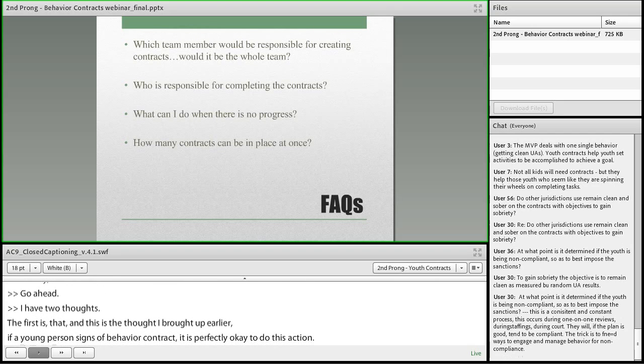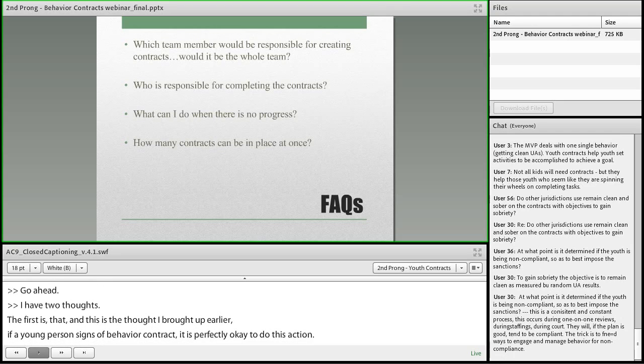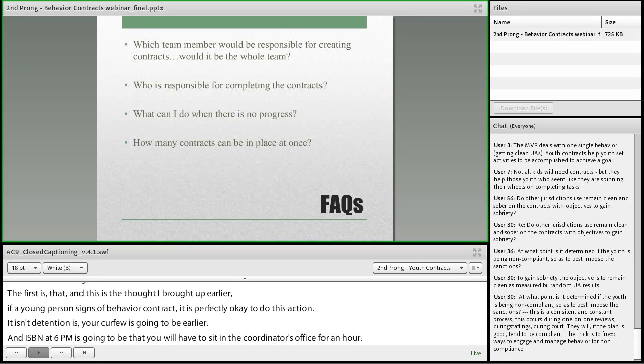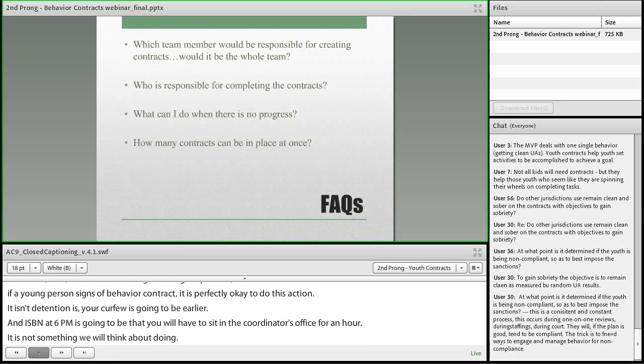It's going to be that you're going to have to sit in the coordinator's office for an hour after court. It's not going to be something where we all feel icky about doing it. And so that's totally appropriate. If they fail 2 or 3 behavior contracts, that's when you go back to looking at the drawing board at the goal. But it's totally okay to impose the sanction that everybody has agreed to.